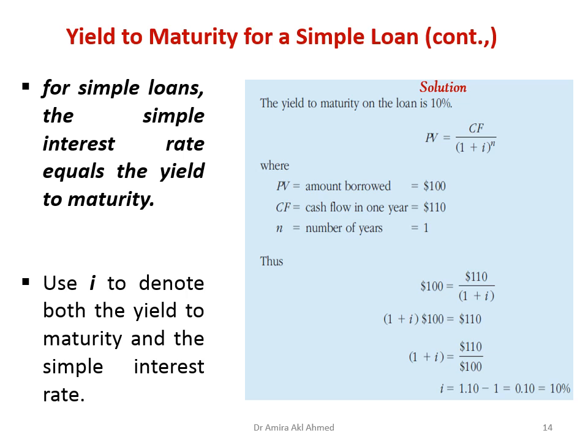The computation of the yield to maturity is straightforward. We use the attached formula to find the interest rate that makes the present value of the future cash flow of $110 one year later equal to $100 today. We just plug the numbers into the formula to obtain the value of 10% as the yield to maturity. Thus, we have recognized that for a simple loan, the simple interest rate equals the yield to maturity. Accordingly, the same term i is used to denote both the yield to maturity and the simple interest rate.